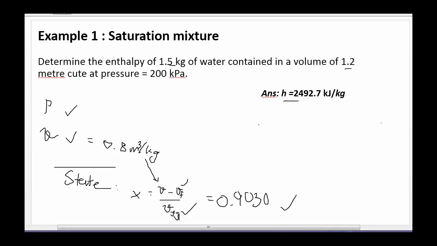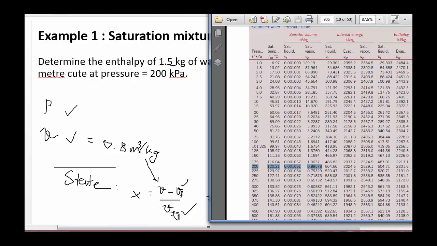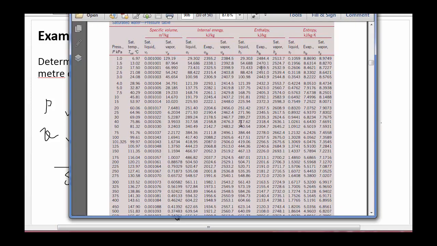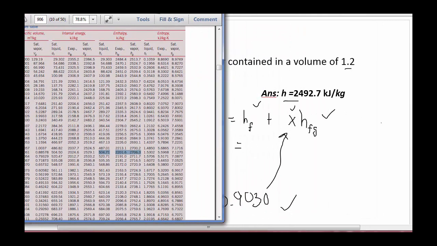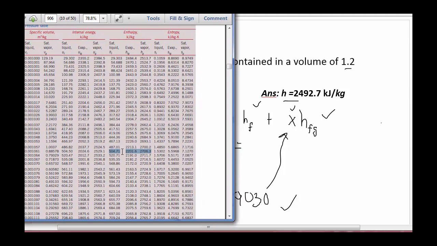Are you able to find your h? Yes, you are. By using which formula? h equals hf plus the quality times the difference between the hg and the hf. So, do you have hf, hfg, and x? Yes, x is here, and hf and hfg are from the table. So, how to read your table? You open your table. You look at the enthalpy here for the hf and hfg. So your mathematical calculation should look like 504.71 plus 0.9030 times 2201.6. You should get 2492.7.